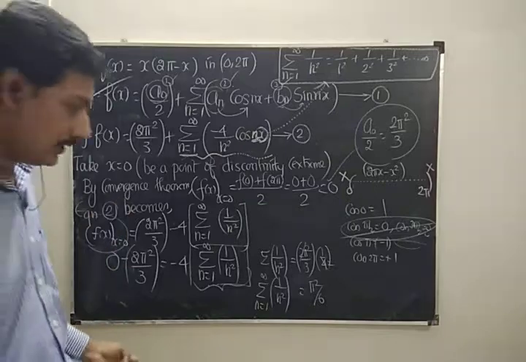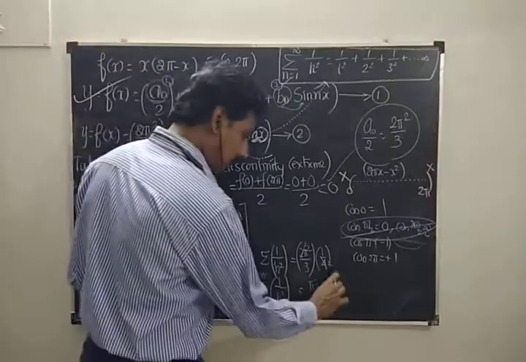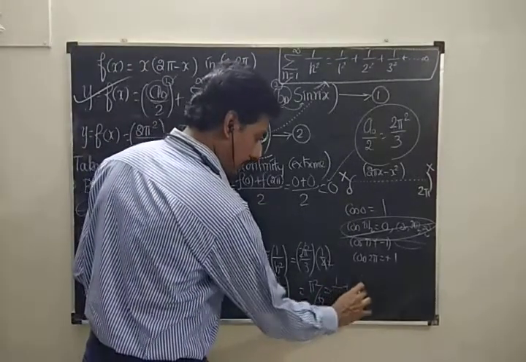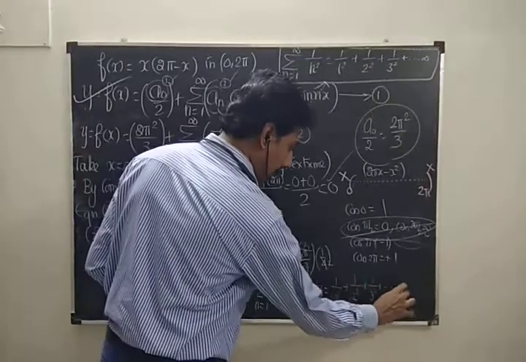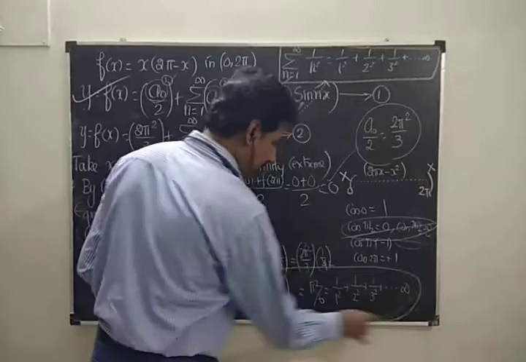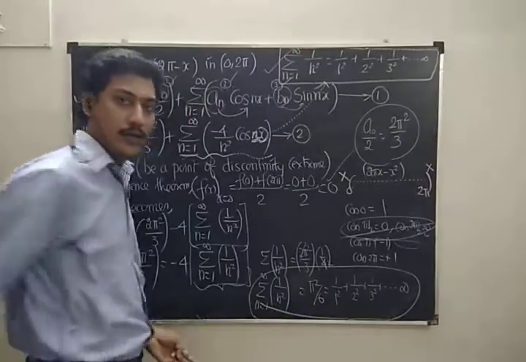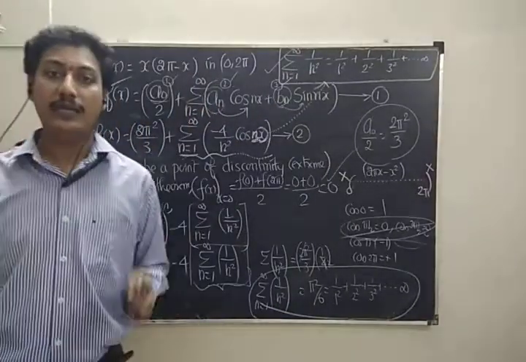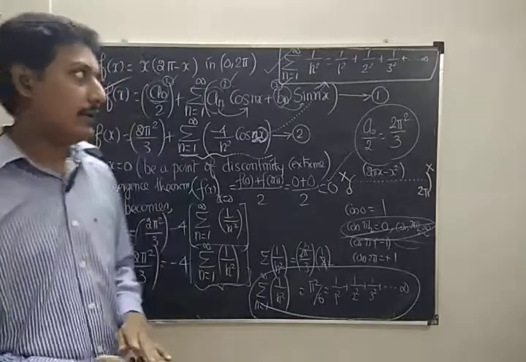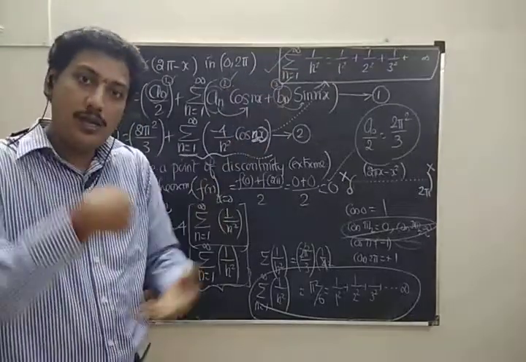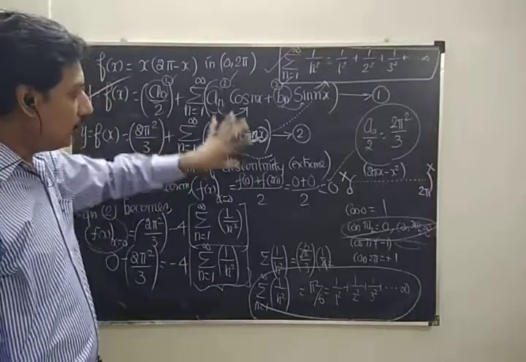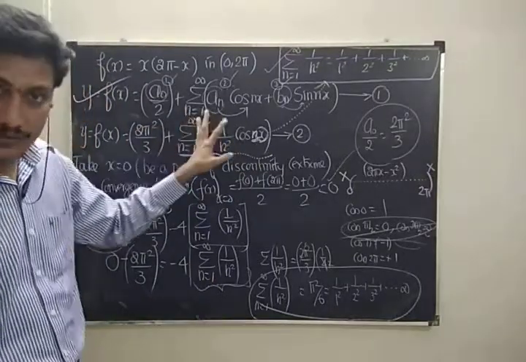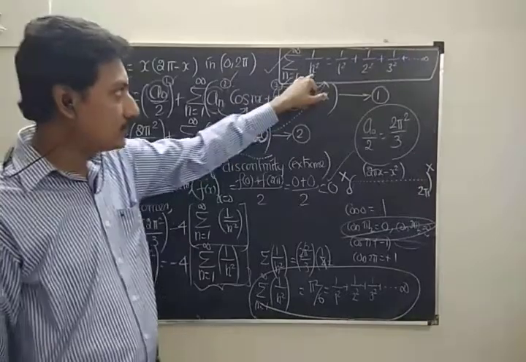That is the answer. When you substitute n equal to 1, we get 1 by 1 squared. n equal to 2, we get 1 by 2 squared. n equal to 3, we get 1 by 3 squared, etc., up to infinity. So this is my required sum of the given infinite series. But that infinite series can be generated after getting the Fourier series. After getting the Fourier series, look into the terms where we need to generate the square.